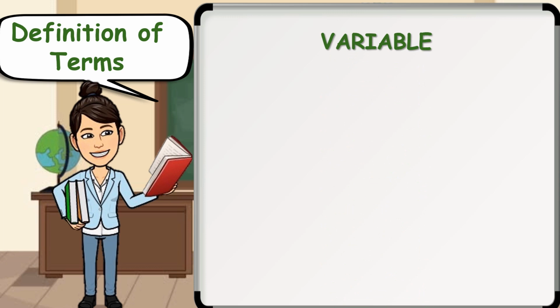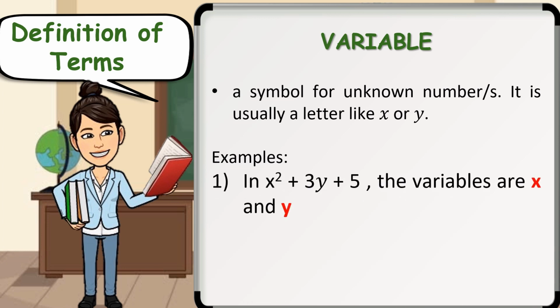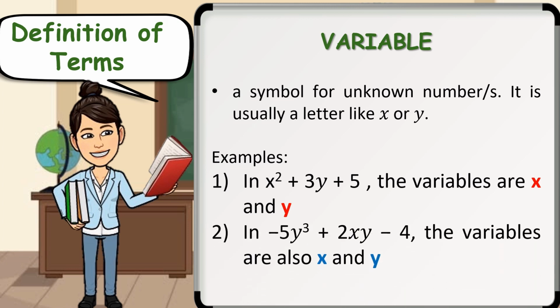Variable. A variable is a symbol for an unknown number or numbers. It is usually a letter like x or y. But take note that we may also use any letter in the alphabet. Example, number 1. In x squared plus 3y plus 5, the variables are x and y. Number 2. In negative 5y cubed plus 2xy minus 4, the variables are also x and y.